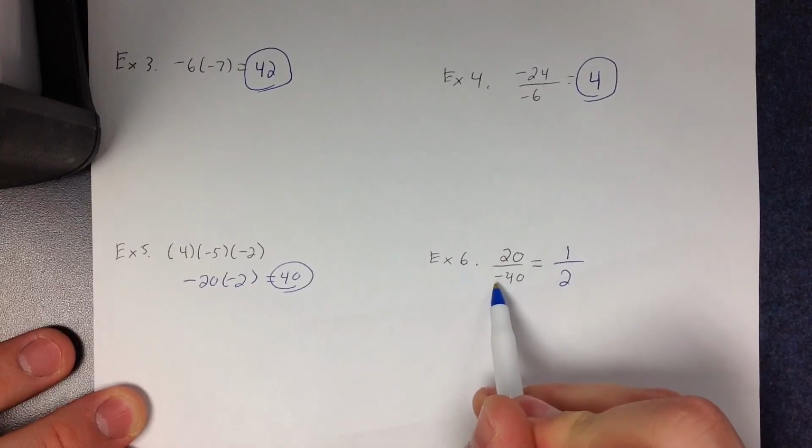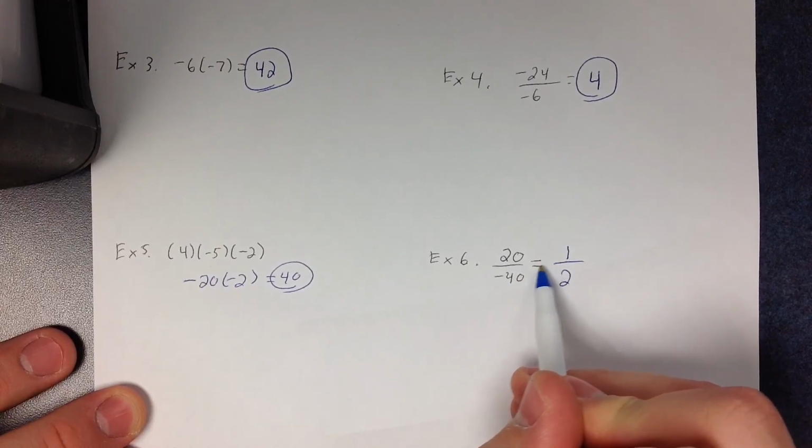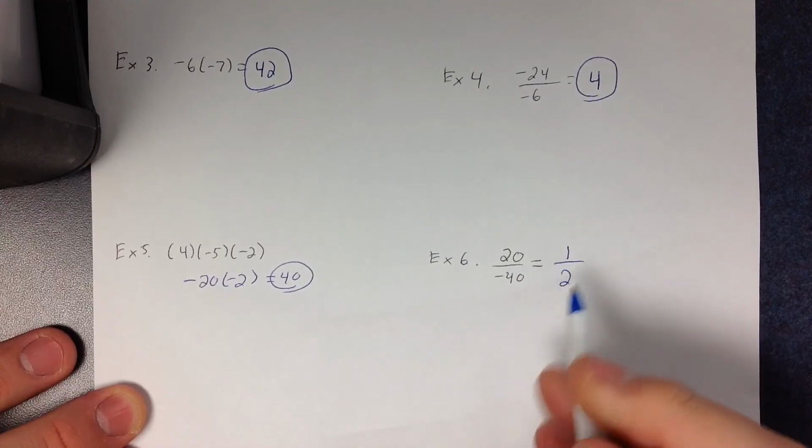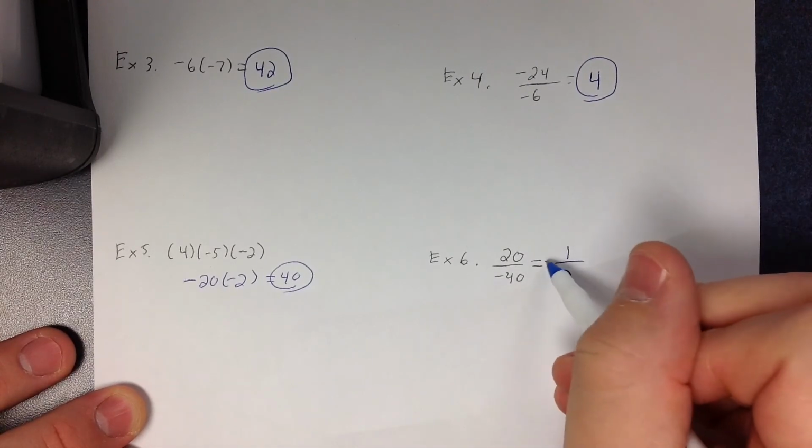Now this negative sign, since there's a positive and a negative, it's going to be a negative. You can either write the negative out in front, on top, or the bottom. Most of the time, we're just going to put the negative out front, so negative 1/2.